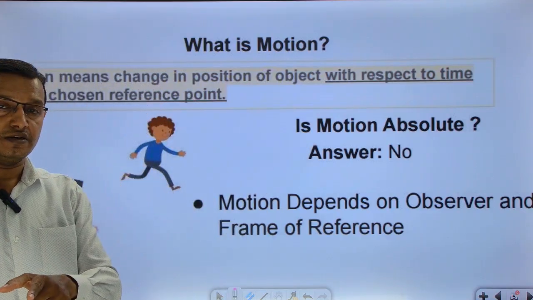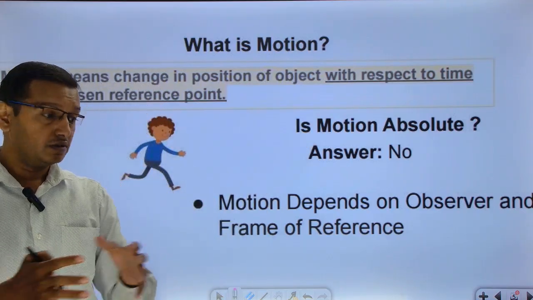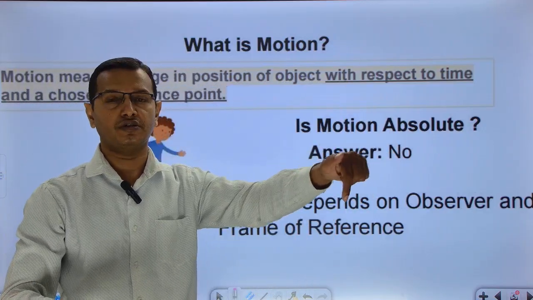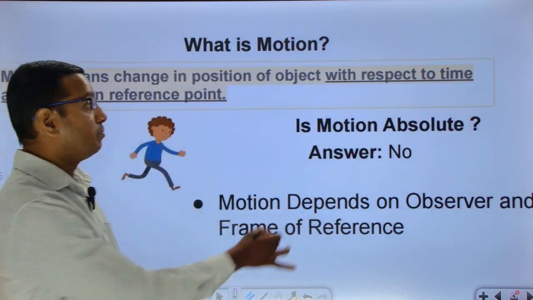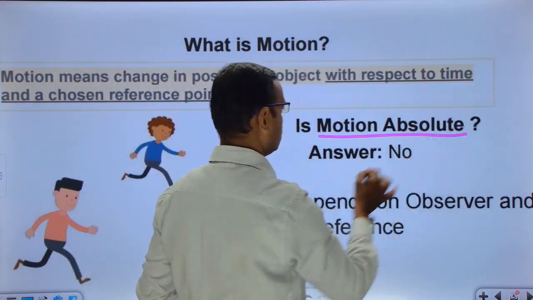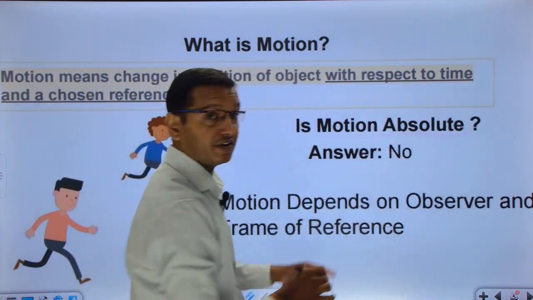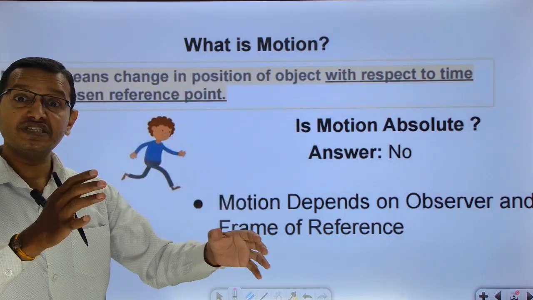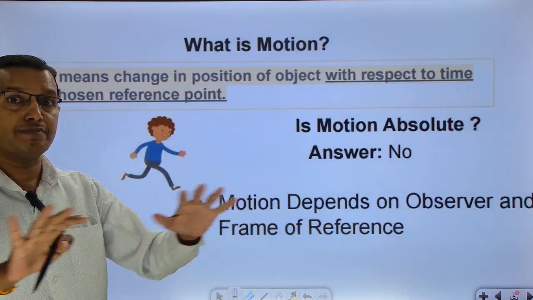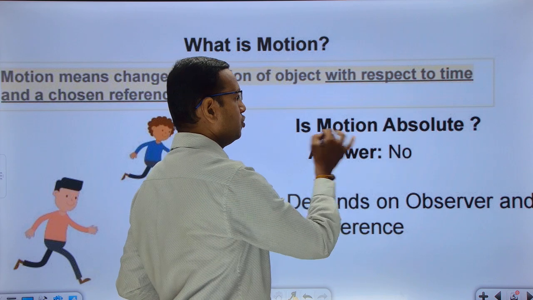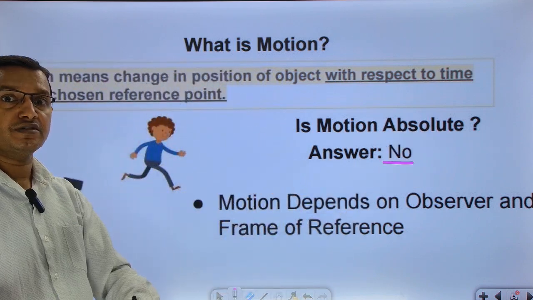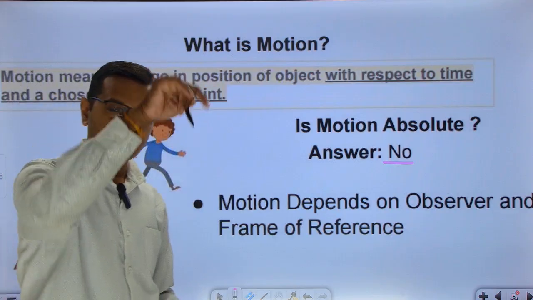For one person, the object may be at rest. For the other person, the same object may be in motion. That's why I told you that motion is not absolute. Remember this: motion is never absolute. Motion and rest are basically relative terms, not absolute terms. So is motion absolute? No. Motion is never absolute. For one person, the object may be at rest; for the other person, the object may be in motion.